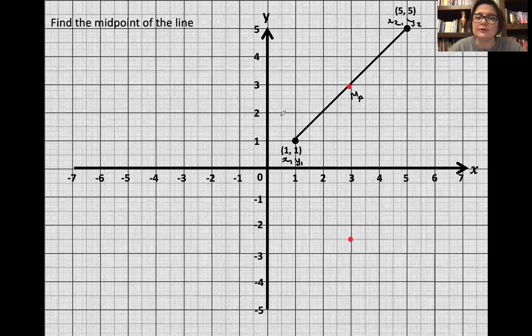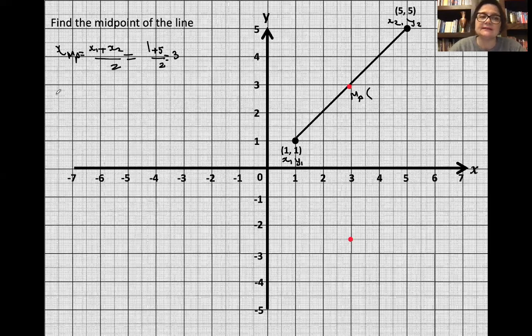And now I'm going to add both x's, divide by 2, to find the x of the midpoint. So there you go. We have, for the x of the midpoint, I'm going to do x1 plus x2 divided by 2. So 1 plus 5 divided by 2 equals 6 divided by 2 equals 3.